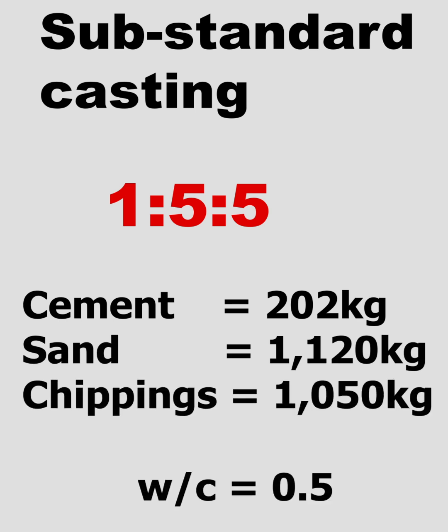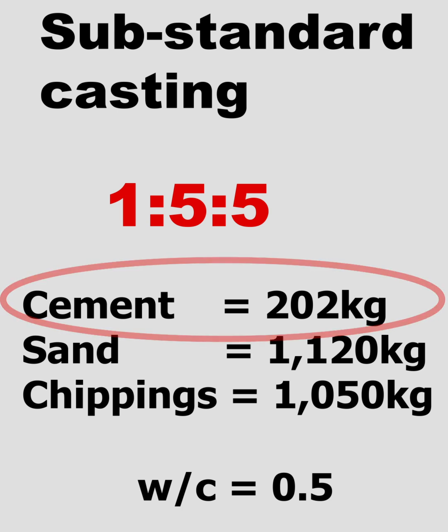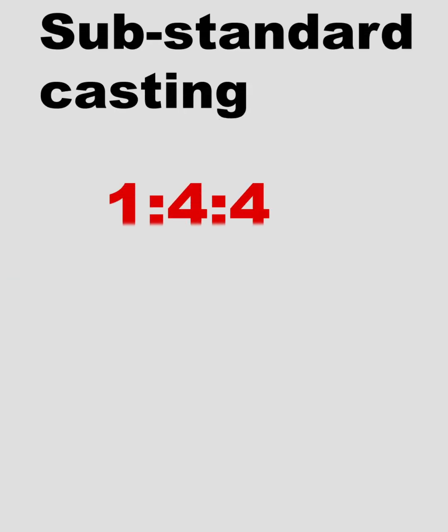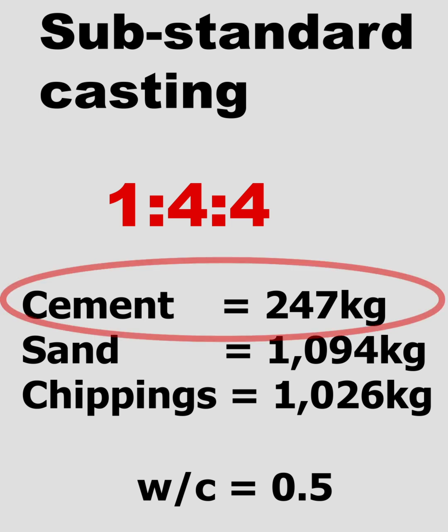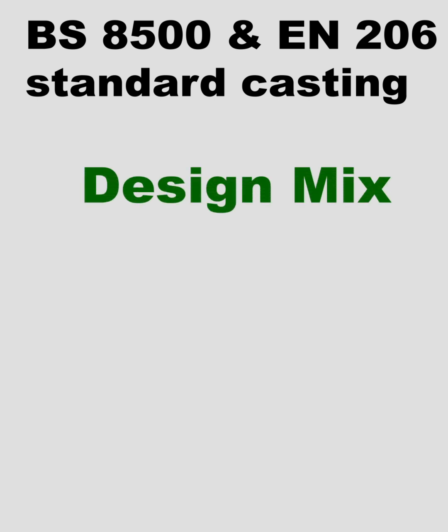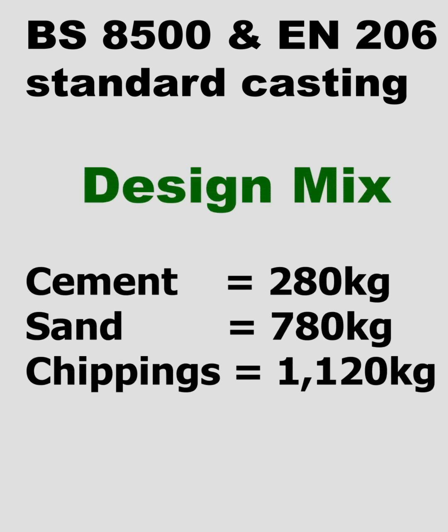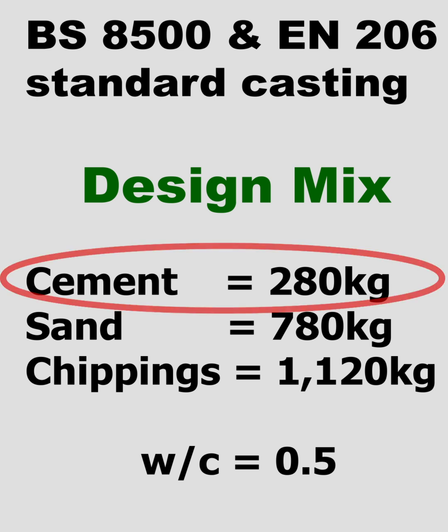To produce 1 cubic meter of concrete using this ratio, it consumes 202 kg of cement. A stronger version of it, though still substandard, is 1:4:4. This one consumes 247 kg of cement for 1 cubic meter of concrete. However, for a minimum concrete quality for reinforced cement concrete complying with BS 8500 and EN 206, you need an average of 280 kg of cement to produce 1 cubic meter of concrete.